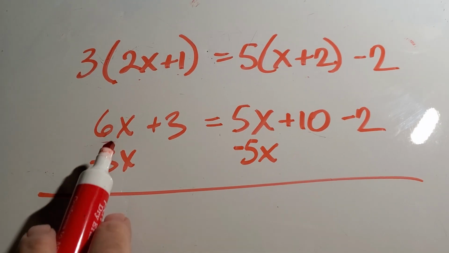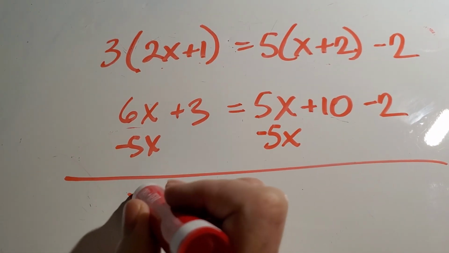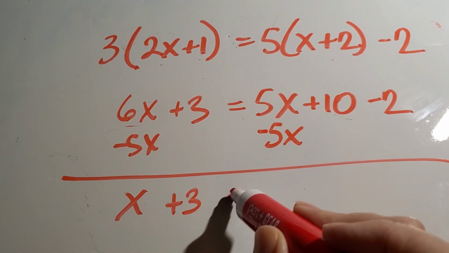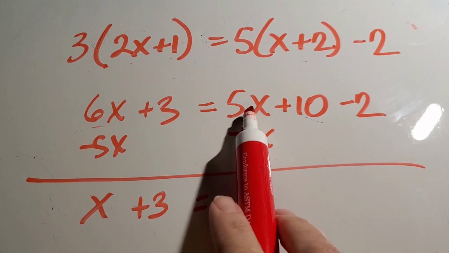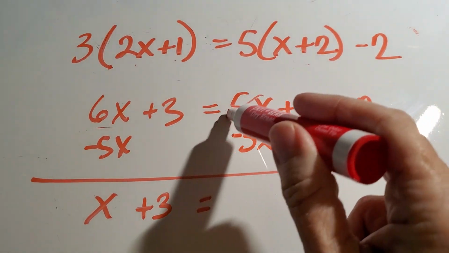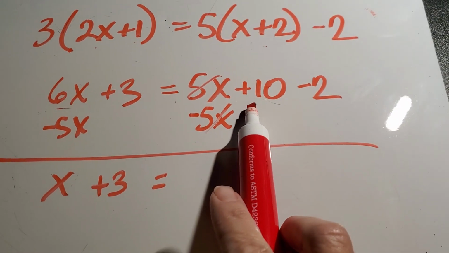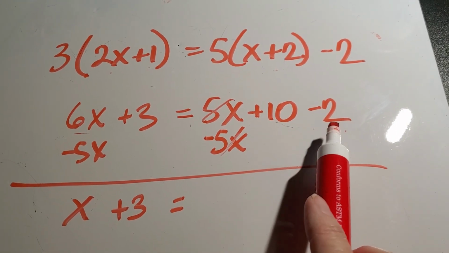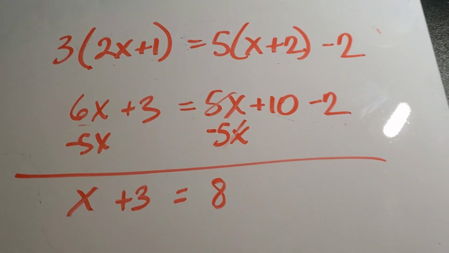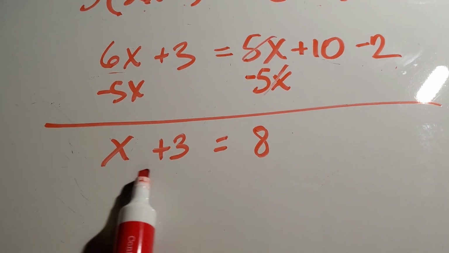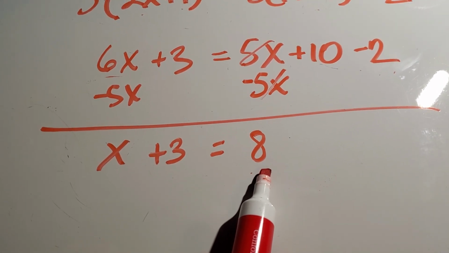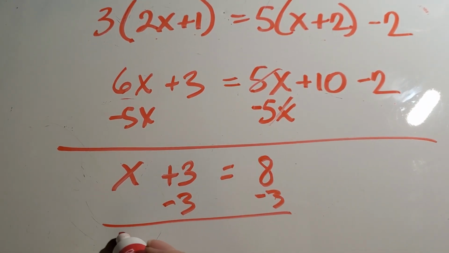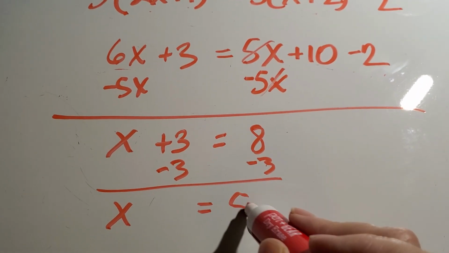Okay, 6x minus 5x is 1x. I still have plus 3. Bring down my equal sign. 5x minus 5x, nothing, that cancels out. And then I have plus 10 minus 2. Well, a positive 10 and a negative 2 make a positive 8. So I know that x plus 3 equals 8. So minus 3 minus 3, that tells me that x equals 5.